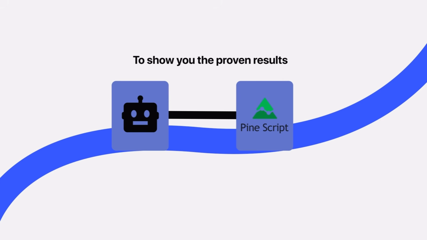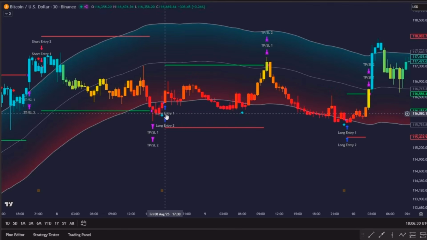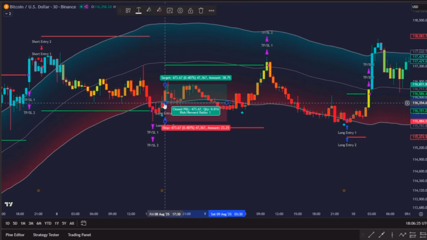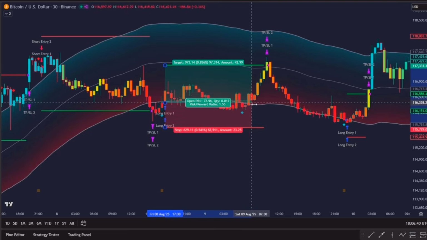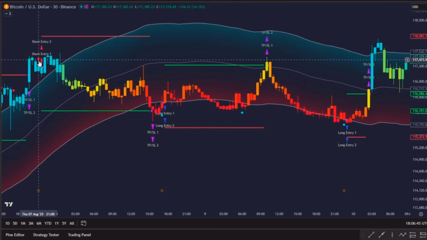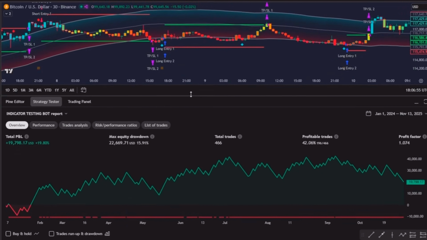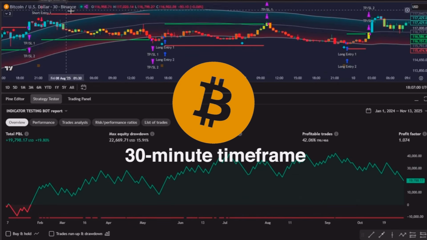Alright, the bot is now coded and running, and as you can see on the chart, it's entering long positions every time a blue diamond appears, with the stop loss set just below the last swing low and the take profit placed at the 1 to 1.5 level. And for short trades, the logic is the same. Whenever a red diamond pops up, it enters a short, using the last swing high as stop loss. Now let's open the strategy tester and analyze the results, starting with Bitcoin on the 30-minute time frame.